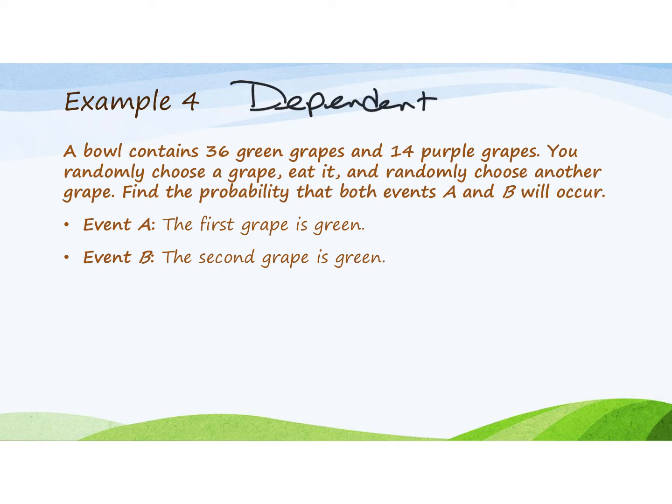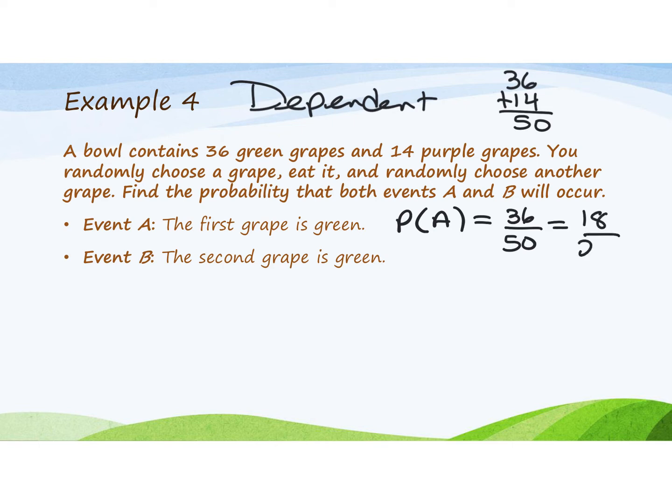Whenever we're doing probability, we need to figure out how many total items we have. I need to figure out how many total grapes are in my bowl, so I'm going to add 36 plus 14. I get 50. Now I'm going to do the probability of A, which is the first grape being green. There are 36 green grapes out of 50, which I'll reduce to 18 over 25. For event B, because I've now taken a green grape out, you always assume that event A happened. You got that green grape.